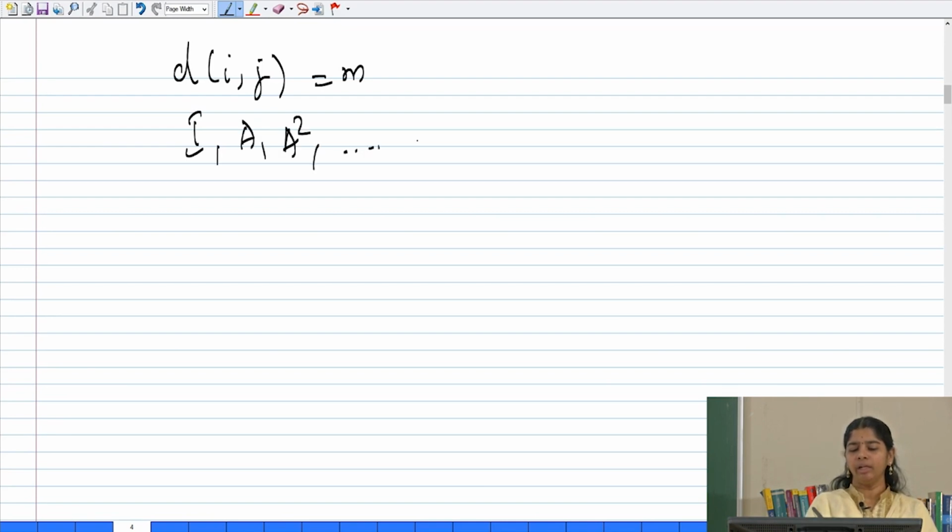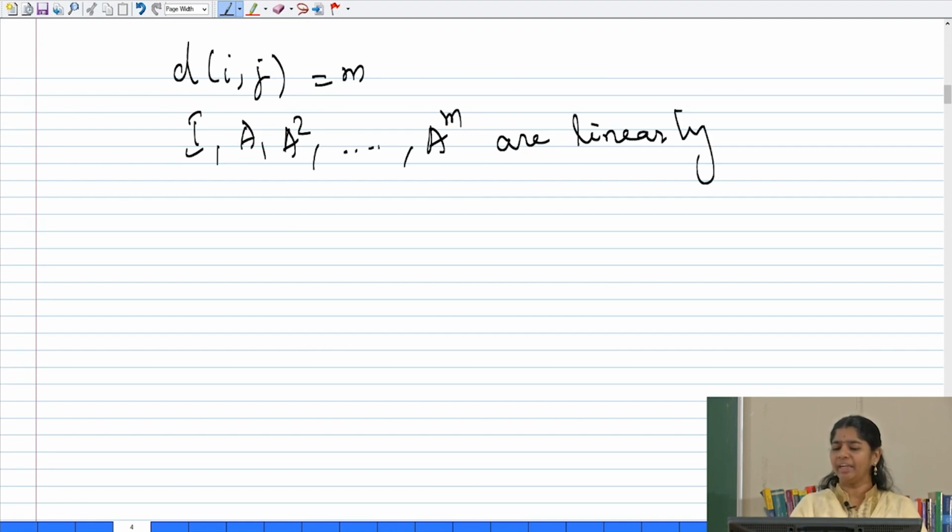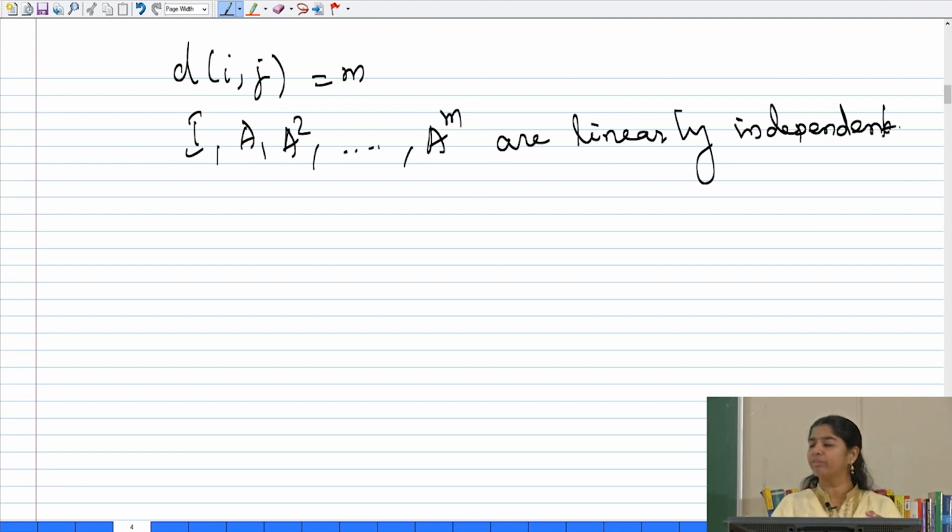A squared up to a power m are linearly independent, right. By linearly independent, we just mean you cannot write any matrix here as a linear combination of the other matrices. Over the real field we do not have to worry about higher order. The next result that follows is: if we are given a graph G and we have k distinct eigenvalues, then k is greater than d, where d is the diameter of the graph, right.